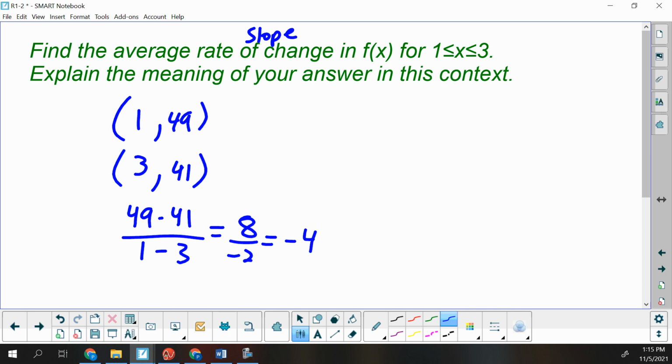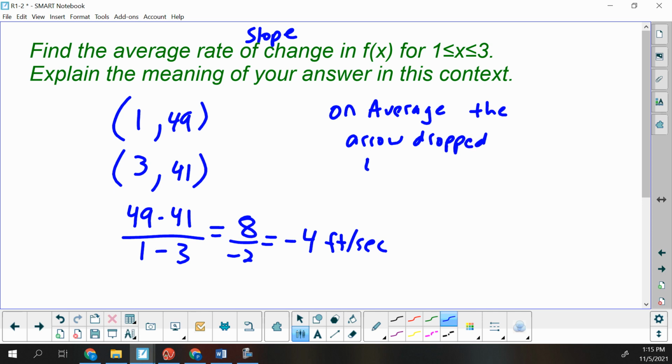A rate of change should be something per something, and it should be our y units per our x units. So we're going to have feet per second in this case, because our y units was feet and our x unit was seconds. And the meaning of this is, on average, the arrow dropped 4 feet per second on this interval.